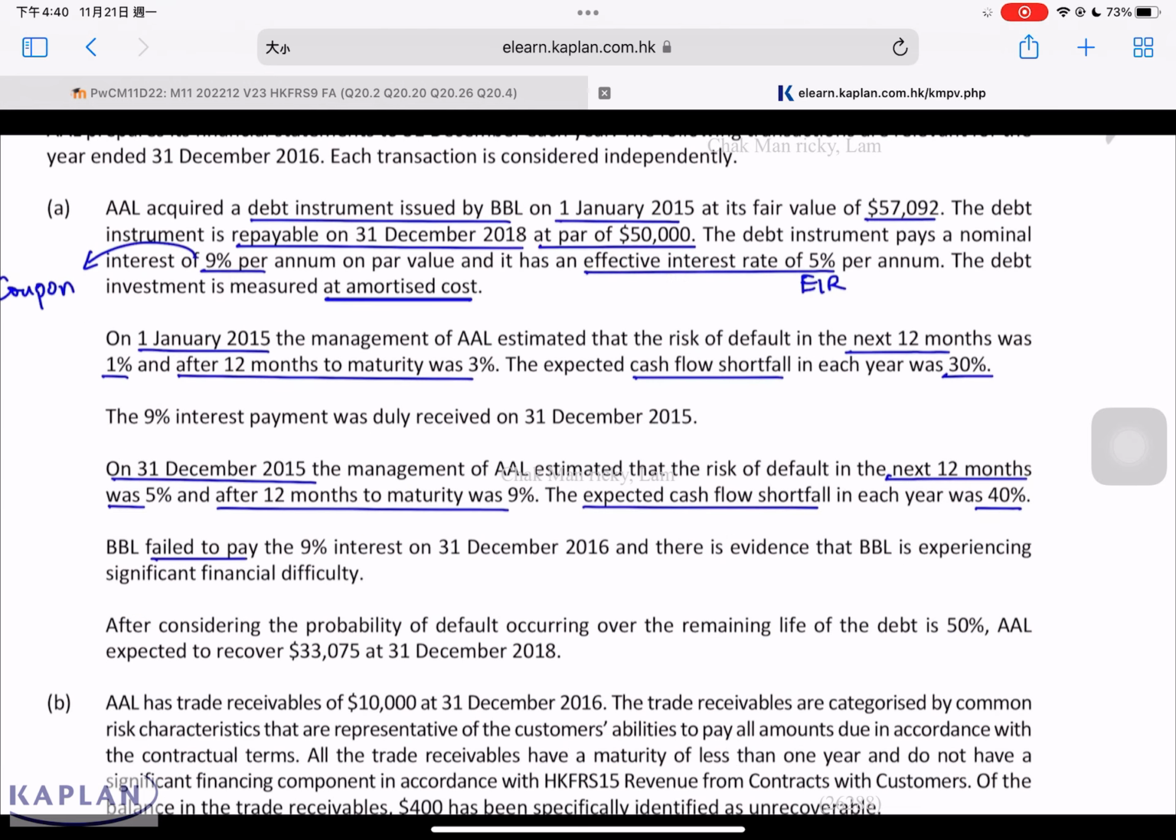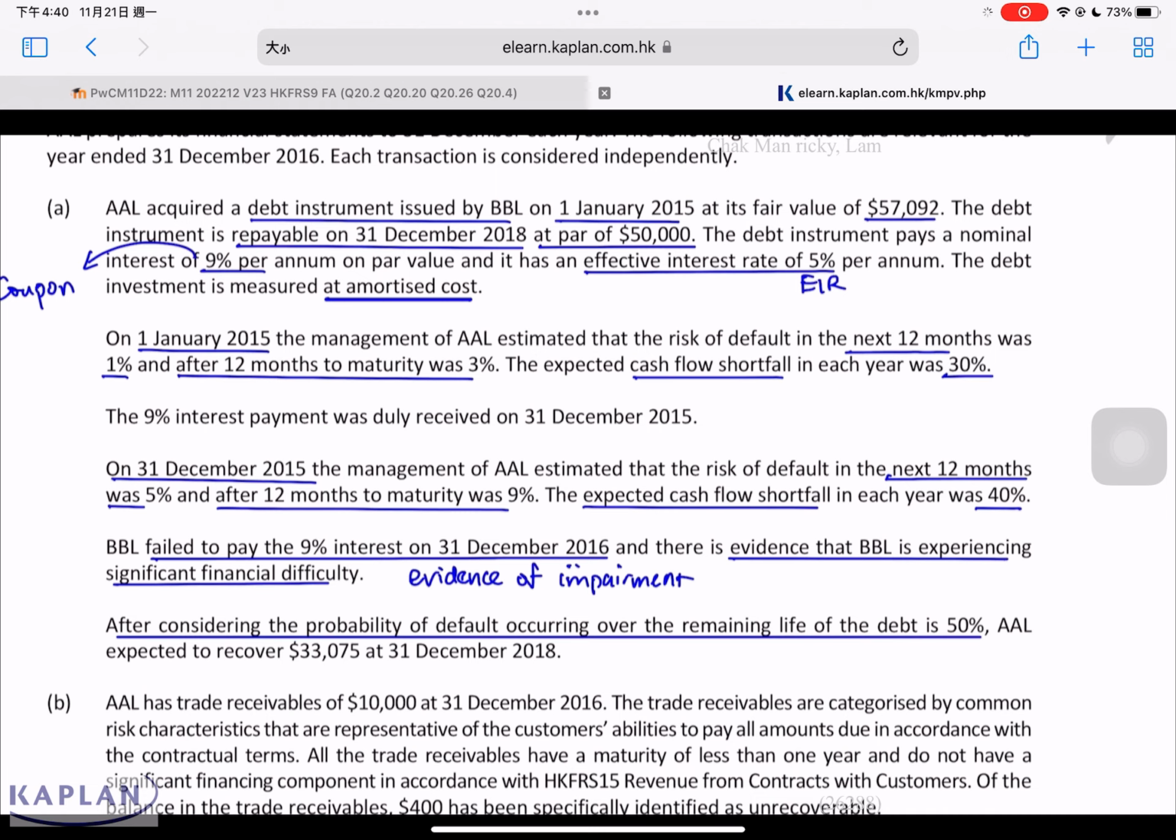BBL failed to pay the 9% interest on 31st December, and there's evidence that BBL is having significant financial difficulty. These are evidence of impairment, the stage 3 assets. After considering the probability of default occurring over the remaining life of the debts is 50%, that means remaining 2 years, AL expected to recover only 33075 on 31st December 2018.